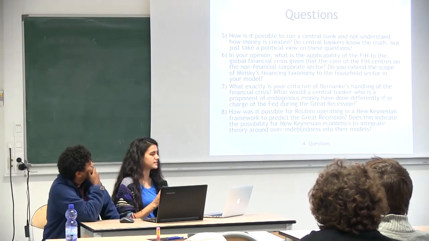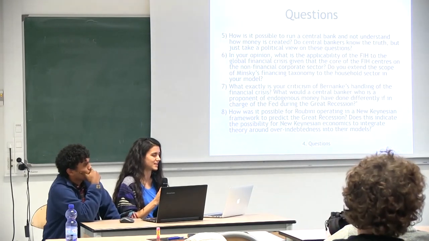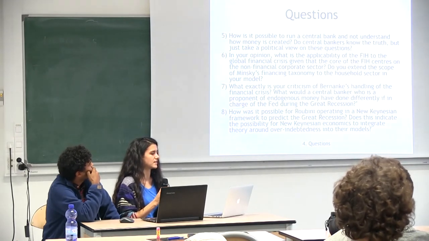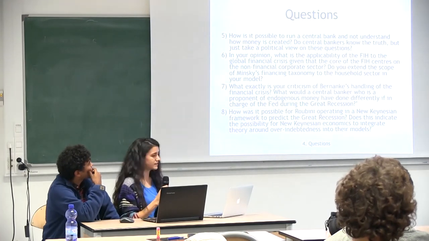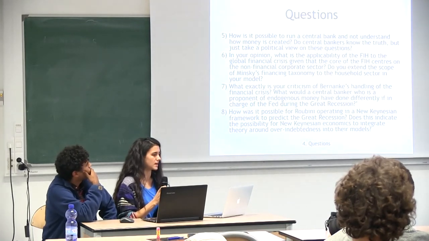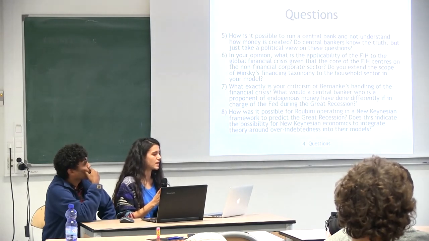And our next question is, how is it possible to run a central bank without understanding how money is actually created? Do central banks know the truth, but just take a political view on these questions? And our next question is, in your opinion, what is the applicability of the financial instability hypothesis to the global financial crisis, given that the core of the hypothesis centers on the non-financial corporate sector? Do you extend the scope of Minsky's financing taxonomy to the household sector in your models?